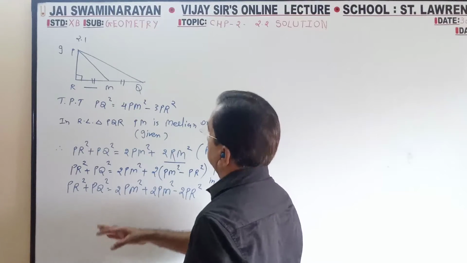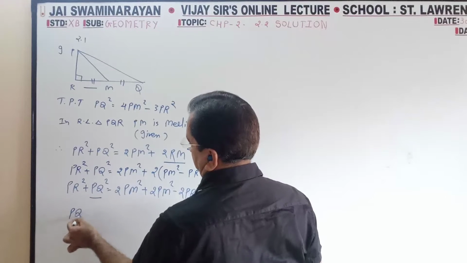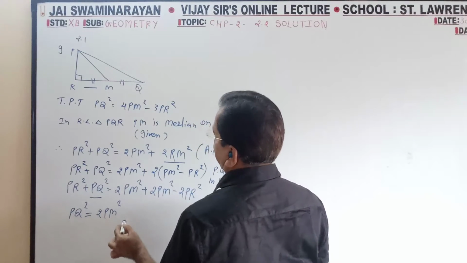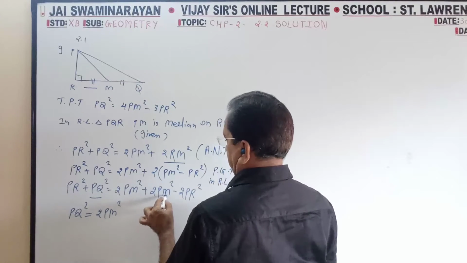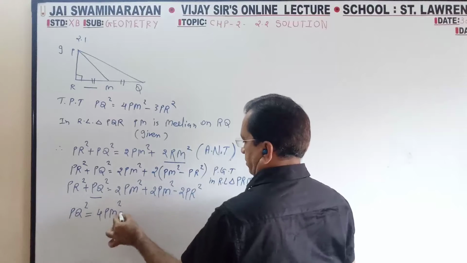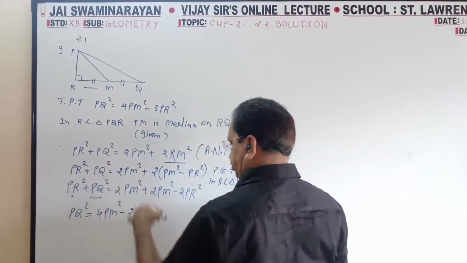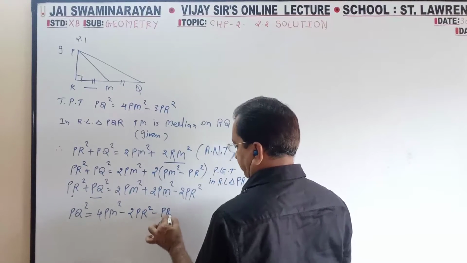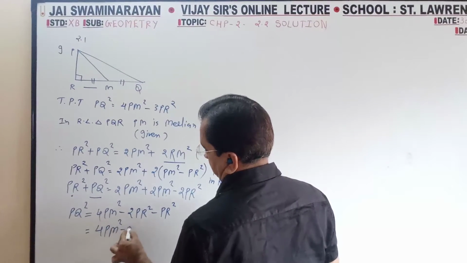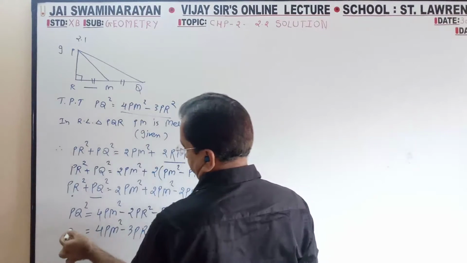So here we want only PQ square. So we will write PQ square equals 2PM square, 2PM, 4PM, minus 2PR square. This will jump, so minus PR square. So it is 4PM square minus 3PR square. So that we want.